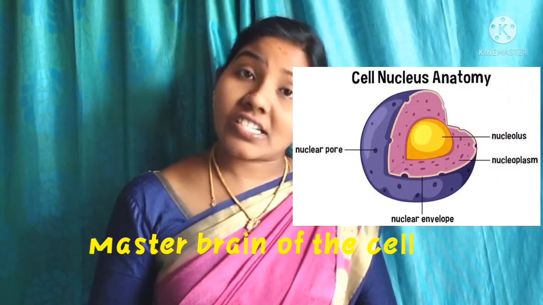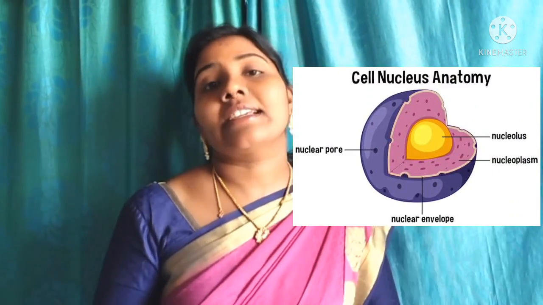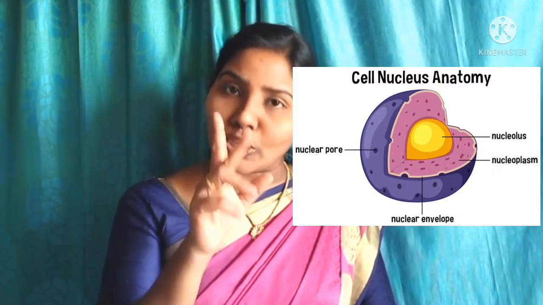In 1831, Robert Brown, the great scientist, observed this nucleus, but he didn't have a complete idea of the functions of the nucleus. The nucleus controls the complete activities of the cell. That's why it is called the master brain of the cell. The nucleus has two parts, they are nucleolus and nucleoplasm. These are present in the nucleus and they have genetic material and chromosomes. They control the complete activities of the nucleus.